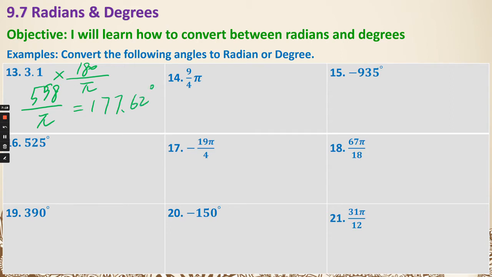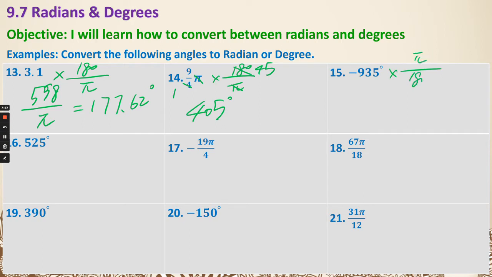Next, since it's a radian, there's no degree symbol, so multiply by 180 over pi. Pi is gone. 4 is 1, that's 45. So it's basically 45 times 9, which is 405 degrees.